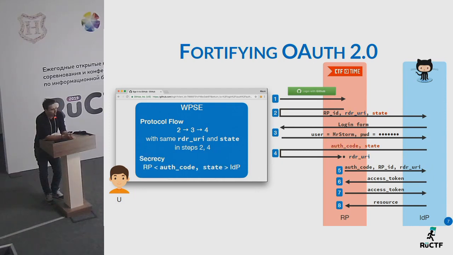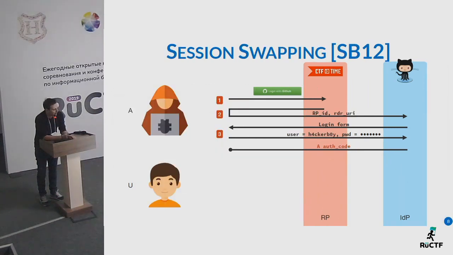Regarding the confidentiality policy, we are just asking that the authorization code and the state parameter are secret and only shared between the relying party, CTF time, and the identity provider, GitHub. So this seems a really simple policy, but it's already pretty effective at preventing real attacks. Let's have a look at this one, which was presented in 2012.